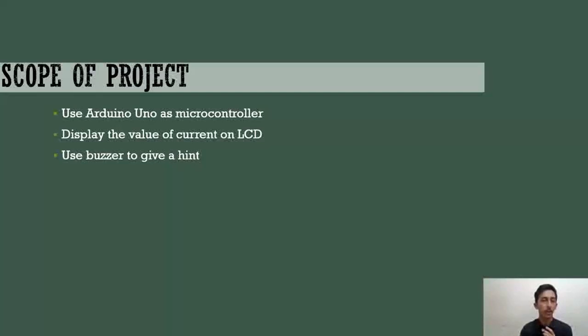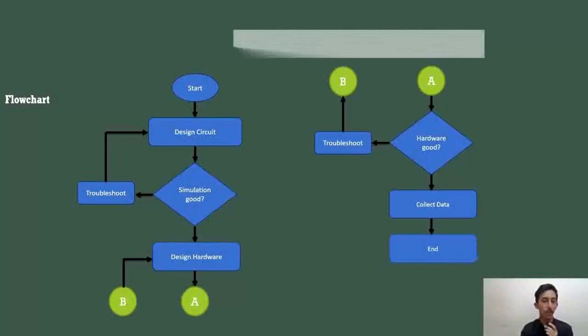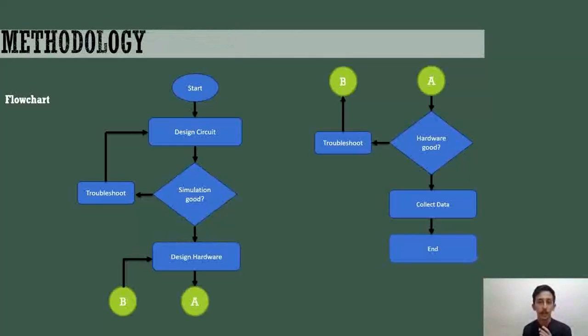Next, the methodology flow chart. First we start, and then I design the circuit. Then I go to the simulation. If it is in bad condition, it will be troubleshot and the circuit designed again, then go to simulation. If it is good, I will design the hardware. If the hardware is not in good condition, it will be troubleshot again to design new hardware. If the hardware is good, then I will collect the data to put in my report.